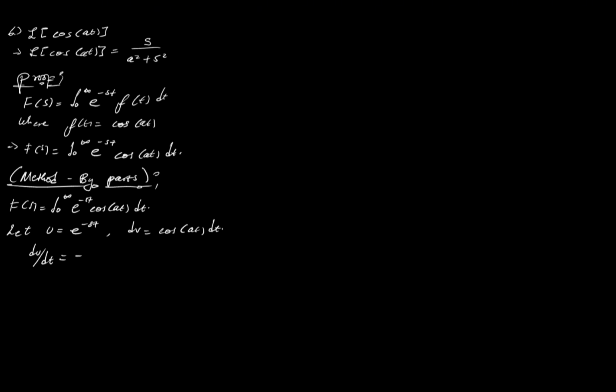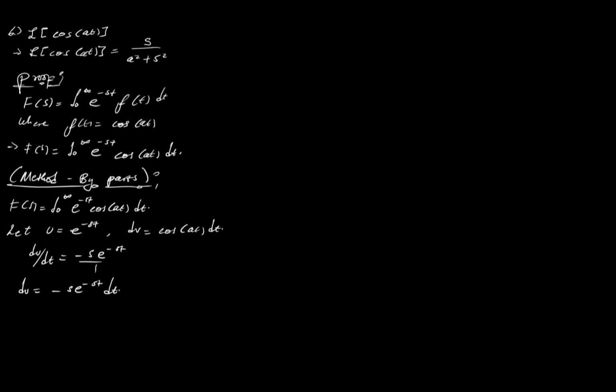We'll find the derivative of u with respect to t, so du over dt is equal to minus s e to the minus st, and we can put this over 1, because in the end we want to make dt the subject of the formula. Since it's by parts, we just make du the subject of the formula. So we say du is equal to minus s e to the minus st dt.